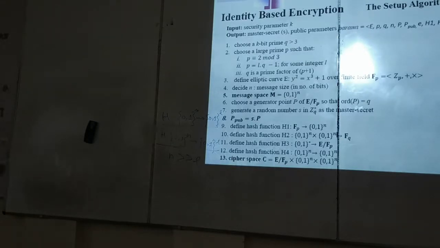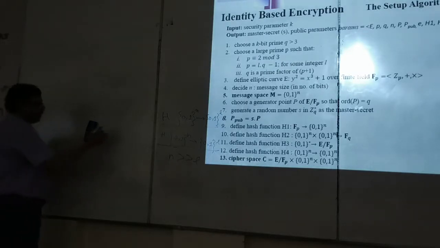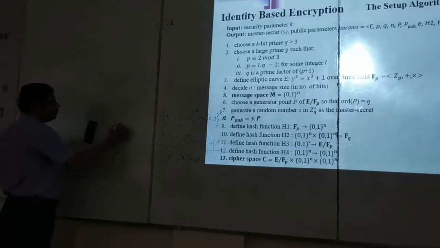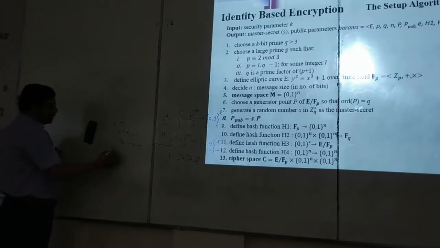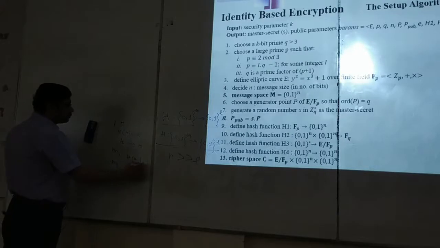Pre-image resistance is nothing but the one-way property. Given a message M, it is easy to compute h of M, which is say h, but given h, it is difficult to calculate M, the pre-image of the hash digest. Second pre-image resistance states that suppose I have one message M1. Then I have to find another message M2 so that the hash of both messages is the same. This is second pre-image resistance.